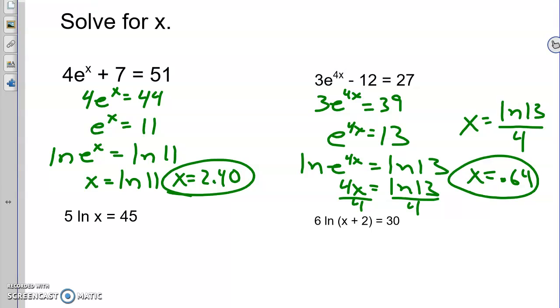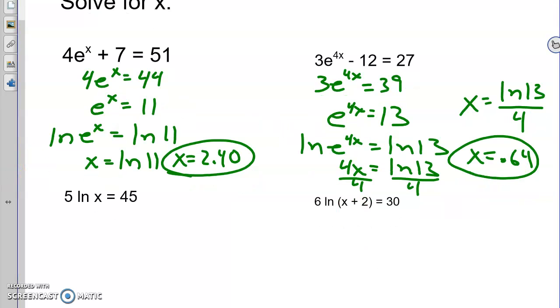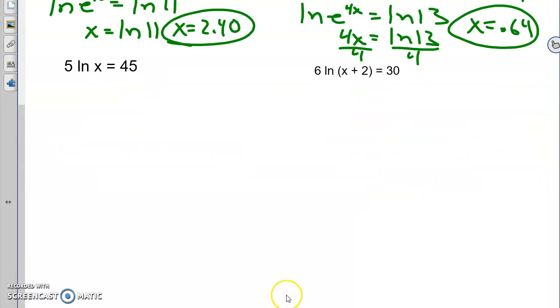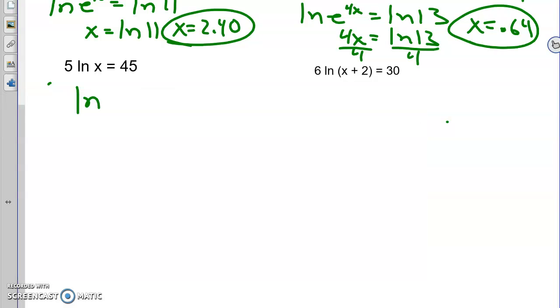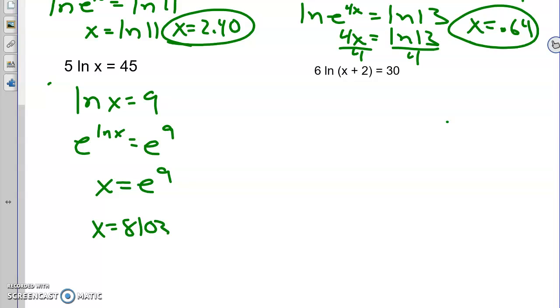Now, when you have a natural log with the x, we're going to be using e to solve the problem. We're going to divide the 5 out right away. Whoops. ln x. Sorry about that. I don't know why that happened. Bear with me one second. There we go. So we have ln x equals 9. And then we take e to the ln x, e to the 9. So therefore x equals e to the 9th power. e to the 9th power is 8,103.08. And yes, you can have numbers that high.